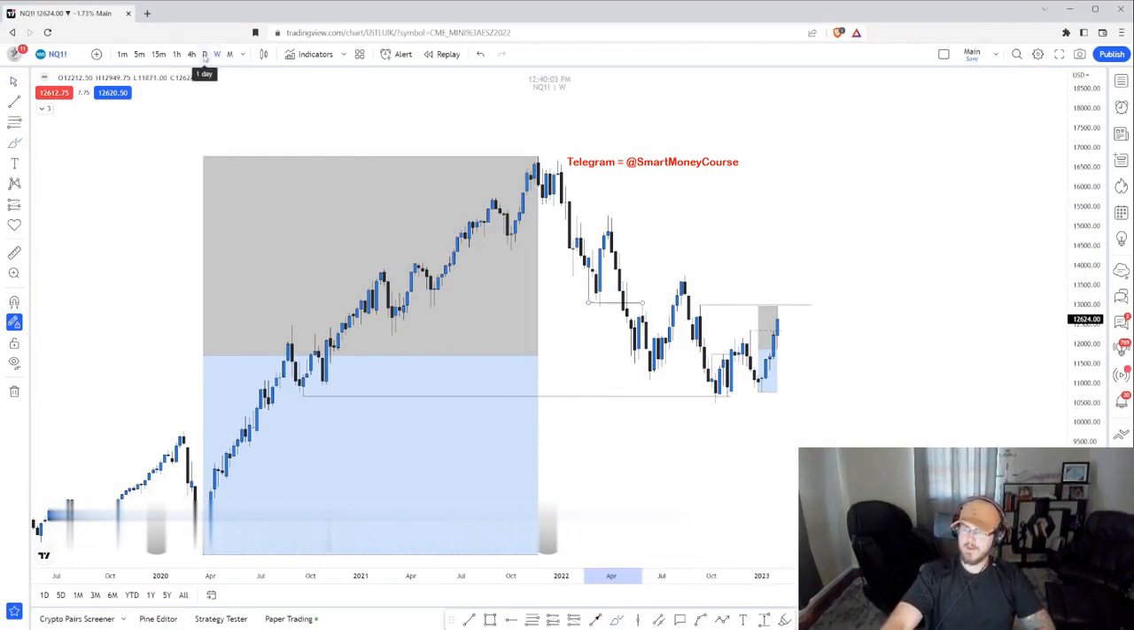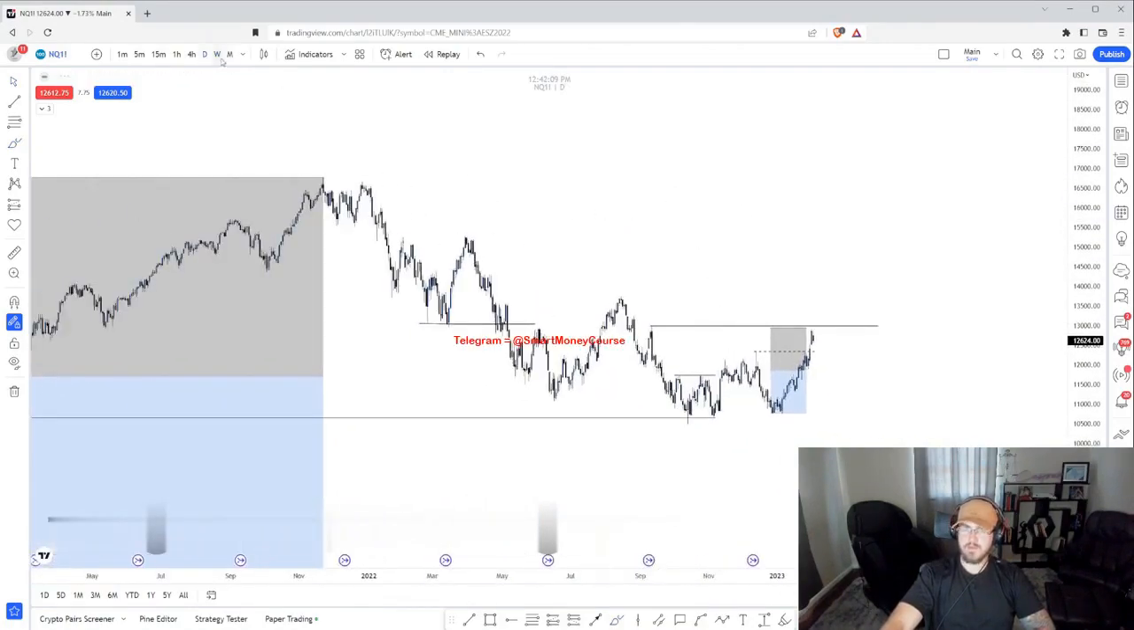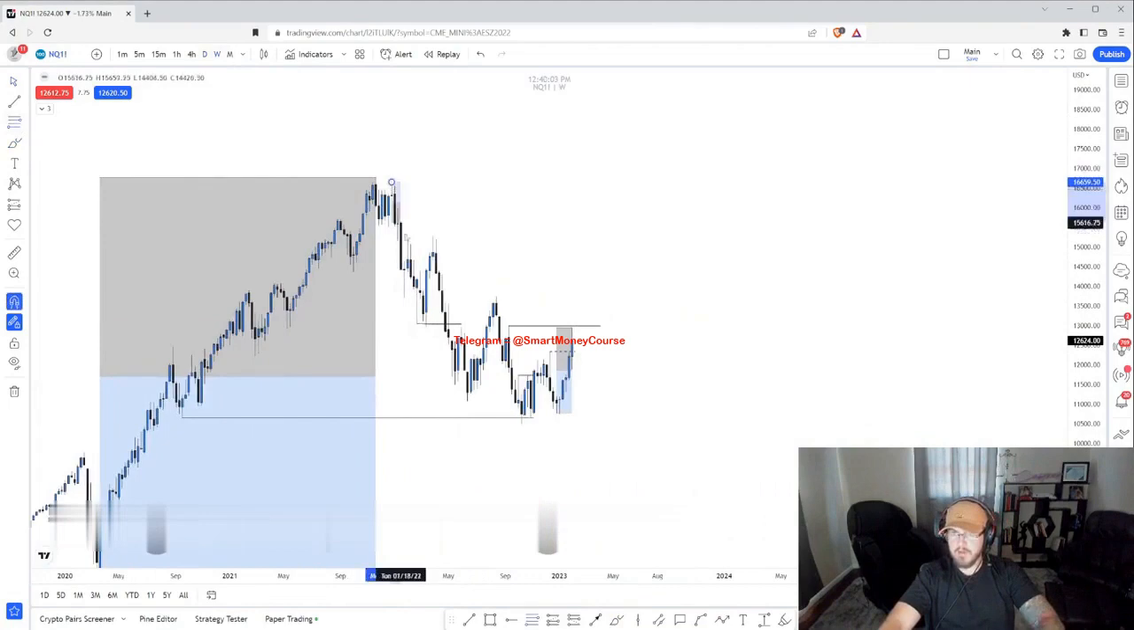Let's go to the daily time frame. So look how many swing legs were in the daily time frame. Let's just go ahead and map out each impulse leg of price on the weekly.